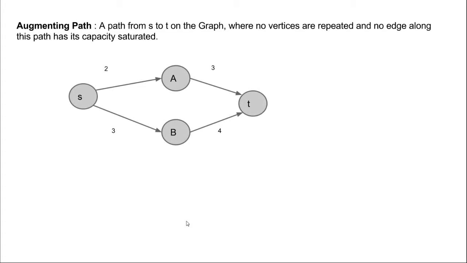Now before we go into the Ford-Fulkerson algorithm, we should understand two different concepts. One of them is the augmenting path, which is a path from S to T on the graph where no vertices are repeated and no edge along this path has its capacity saturated. For example, in this graph below, S to A and A to T is a path from S to T. No vertices are repeated and no edge along this path has a residual capacity equal to 0 or less than 0.